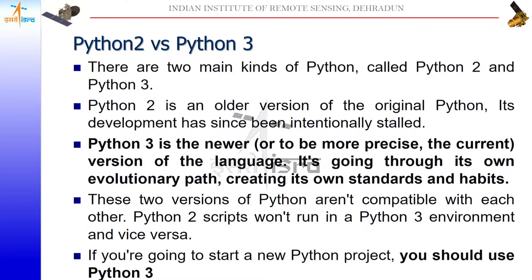Basically there are two versions of Python: Python 2 and Python 3, and these versions are not compatible with each other. There is some legacy software which runs only on Python 2, but it is suggested that when you are starting a new project, you must start with Python 3 only, because it offers a lot more functionality and features compared to Python 2.